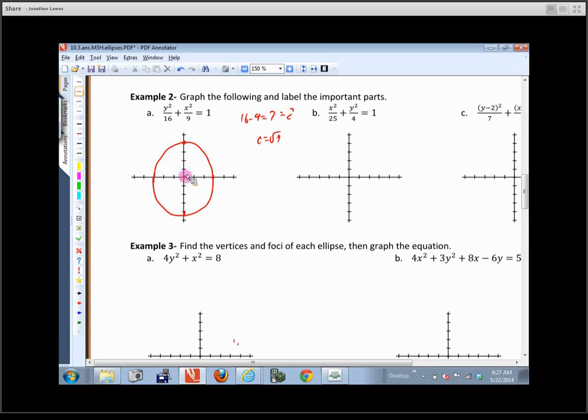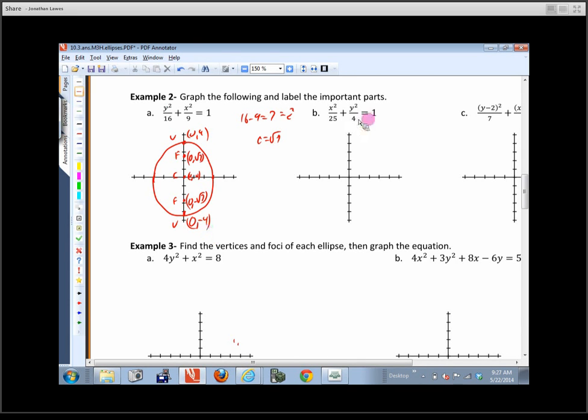So that means I'm going to go up radical 7. Radical 7 is somewhere in between 2 and 3. So I'm going to put a focus right there, and I'm going to put a point right there. So if this is 0, 0, this would be 0, comma radical 7, and this would be 0, comma negative radical 7. Okay, and then I'll label these other two just for the heck of it. This was 0, 4, and this was 0, negative 4. Any questions there? Easy enough?